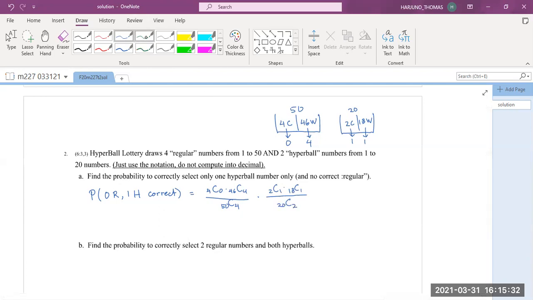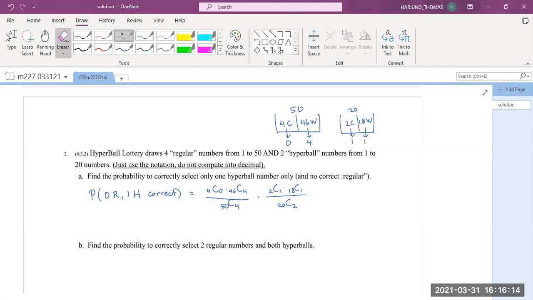Now, keep in mind, the way you write your combination notation has to be a capital C, and then the numbers to the left and to the right have to be subscripts, smaller and lower. Don't write it the other way. I don't like it, and that's not the correct notation, by the way. It's supposed to look like this. Now that's the answer. And when you compute this, you will get the probability of getting just one hyperbole number correctly and the rest wrong.